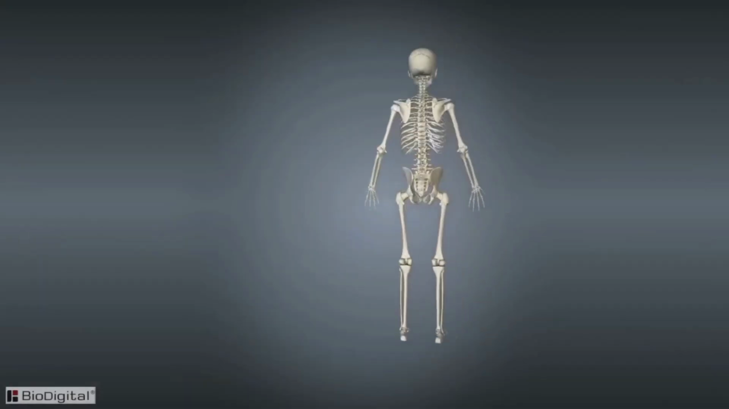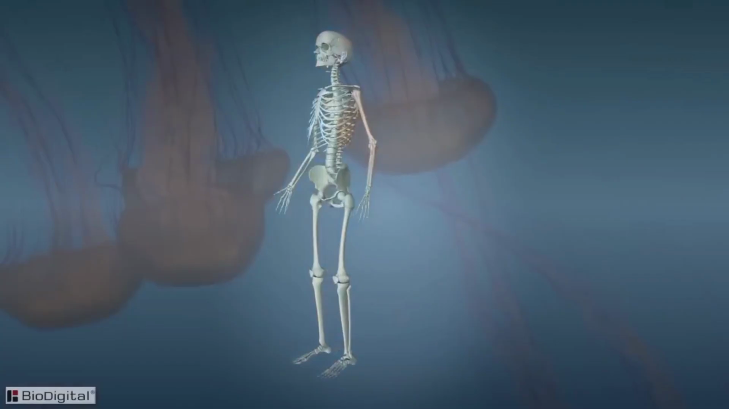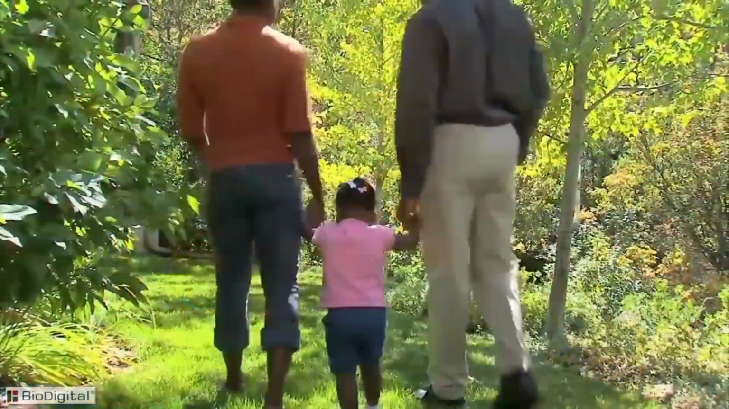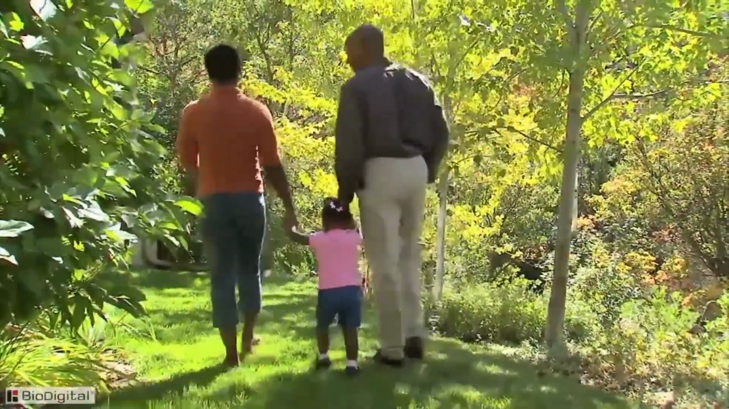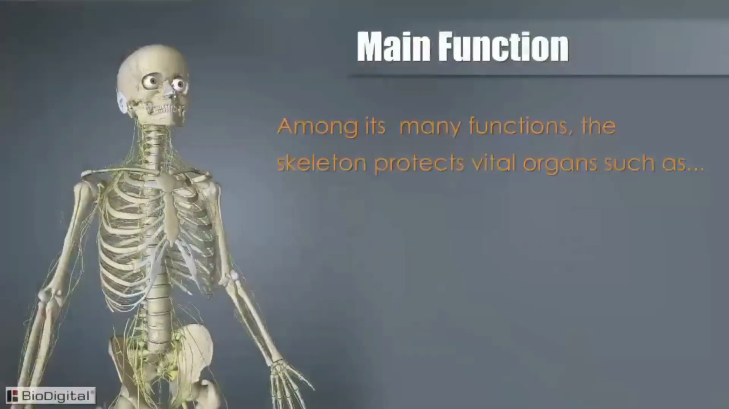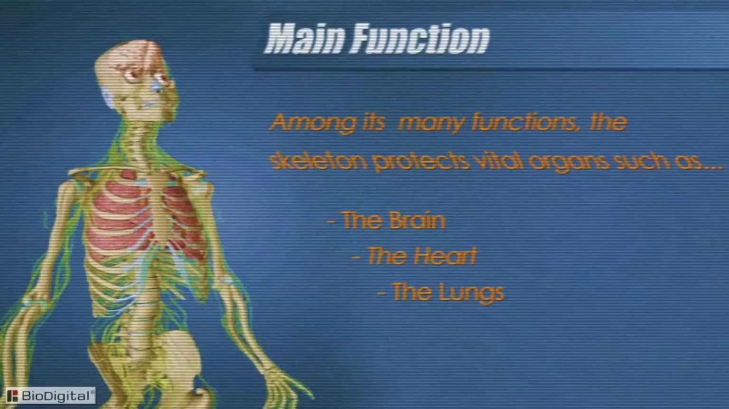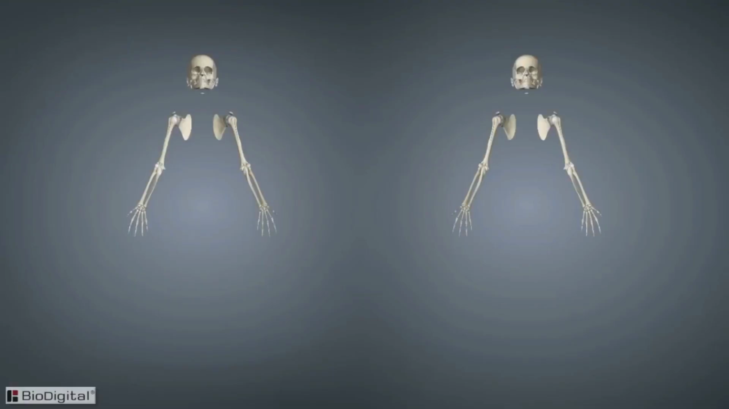The skeleton is the framework of the body. Without it, the body would be without form, and it wouldn't even be possible to walk upright. Among its many functions, the skeleton serves to protect vital organs such as the brain, the heart, and the lungs. We'll just be doing a brief overview of the skeletal system as a whole.